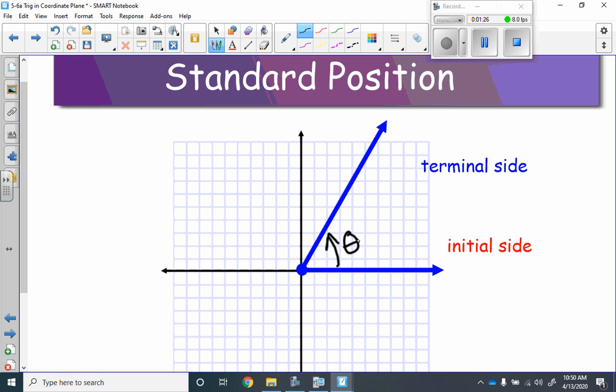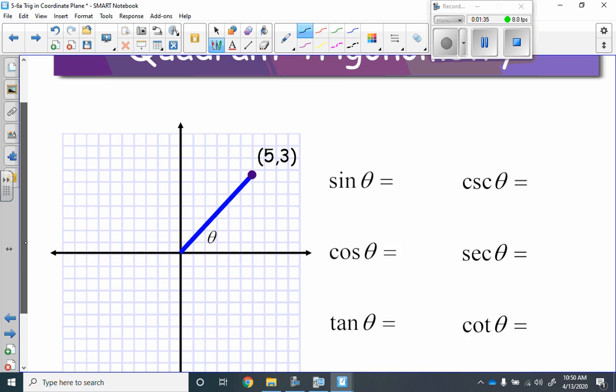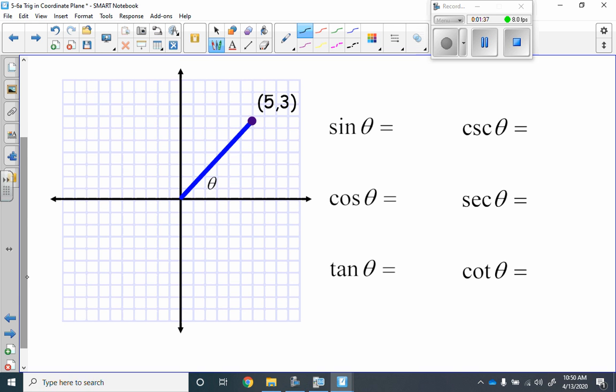So what we're going to be doing now is trying to find some different values for a given point. So here we're going to get into quadrant trigonometry. Slide down here. And we have this point of 5, 3. And we're trying to figure out what are the 6 trig ratios that are associated with the point 5, 3. So what's happening here is you're taking this point and this segment and rotating it about the circle, okay?